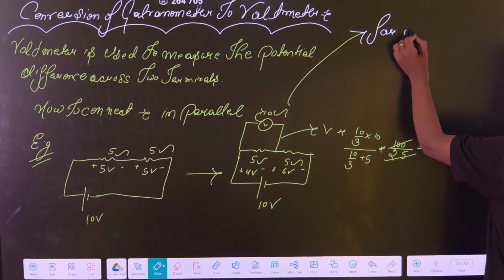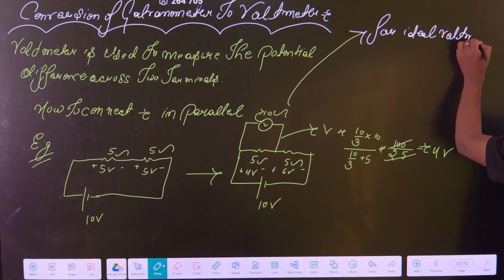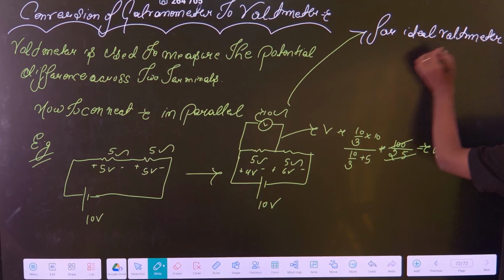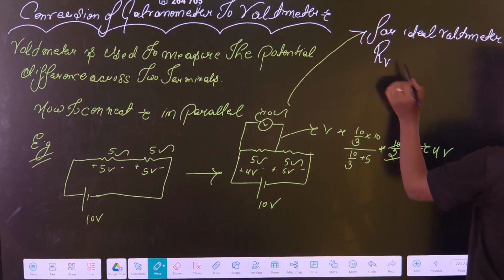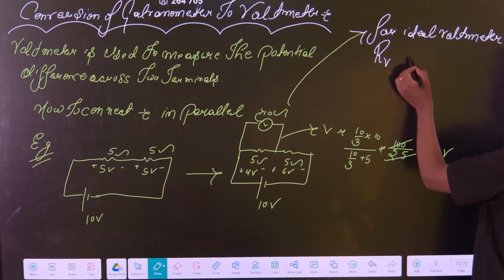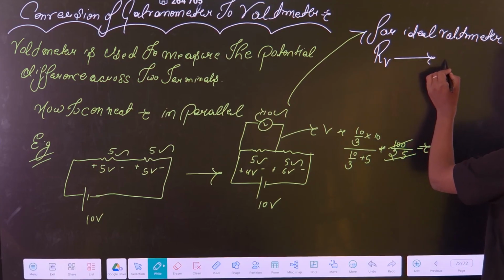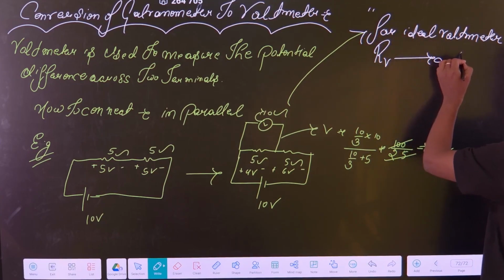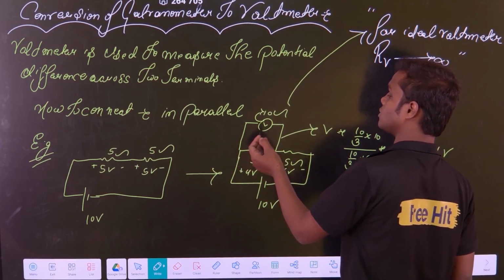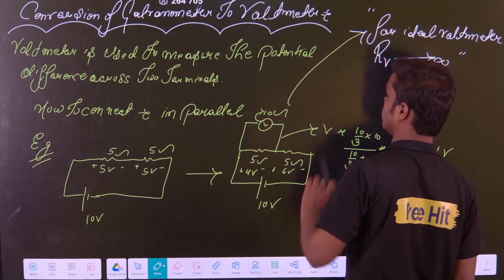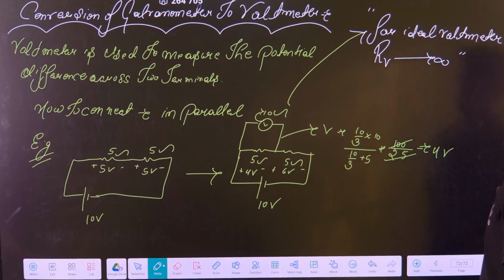For an ideal voltmeter, what is the condition that should be there? The resistance of the voltmeter should be equal to, or tend to, infinity. That is the condition, meaning it has to be very high, so that no current will go across this. If there is no current in this branch, there will be no voltage drop across this, so it will directly measure the voltage of this. Are you getting my point? So that is the difference.